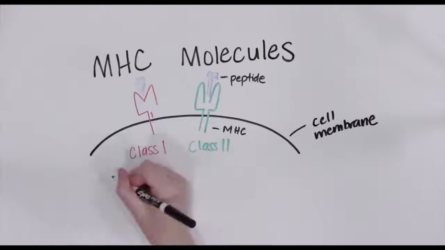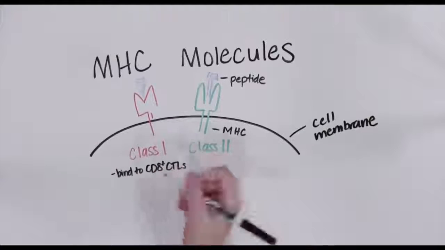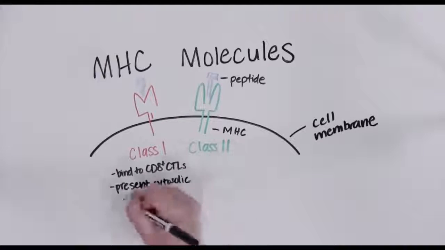Let's start with MHC Class 1, which bind to CD8 positive cytotoxic T cells and receive their peptides from proteins in the cytoplasm.